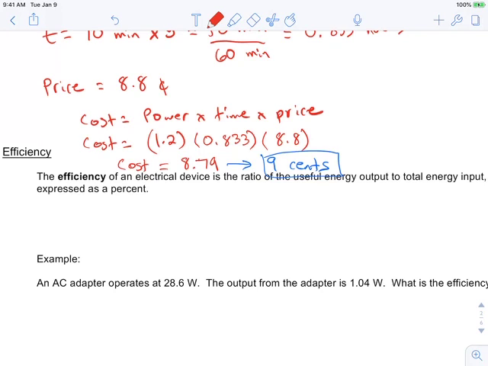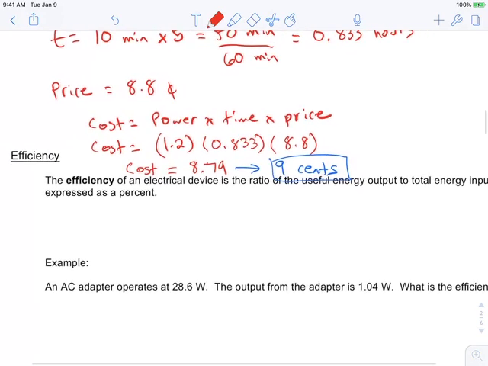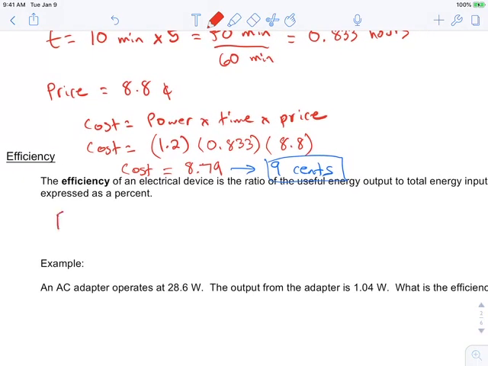So we started using fluorescent light bulbs, and those are about 20% efficient. That means if we put in 100 units of energy, we're actually getting 20 units of light out, which isn't bad. So we have a formula for that. Efficiency is going to equal P out over P in times 100%.